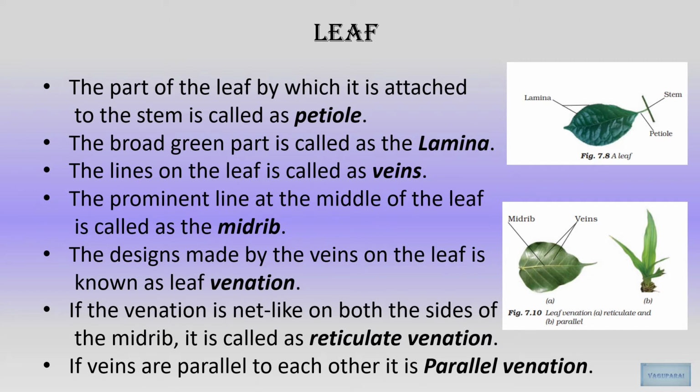The design of the lines on the leaf is called the venation. If the venation is in a netted form in both directions from the midrib, it is called reticulate venation. And if the veins are parallel to each other, like in a plantain leaf or grass, look at a grass closely and you'll find the veins on the leaf are parallel to each other. These are called parallel venation.